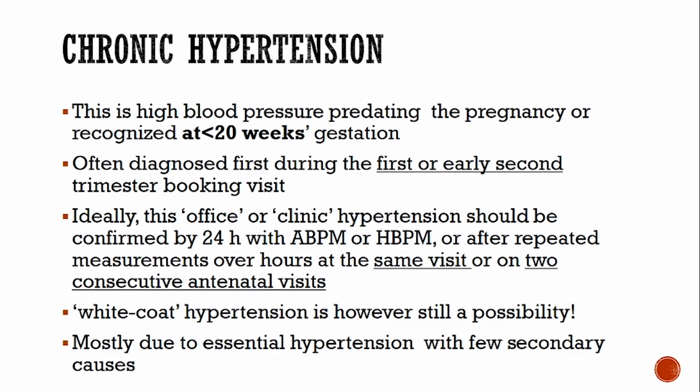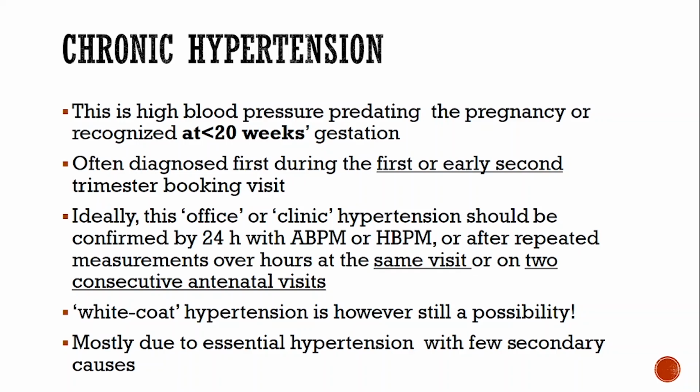So it is important to note that, especially in sub-Saharan Africa where women don't book early, most of the time this might be missed. And when it is missed, it becomes an unclassified phenomenon. So you don't necessarily know whether this patient is actually having hypertension before pregnancy or after 20 weeks. However, the marker is the 20 weeks, often diagnosed during the first or early second trimester.